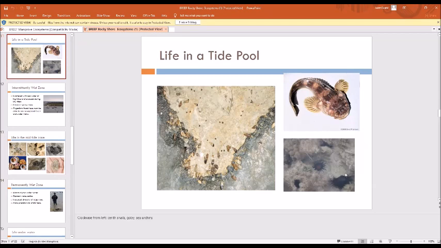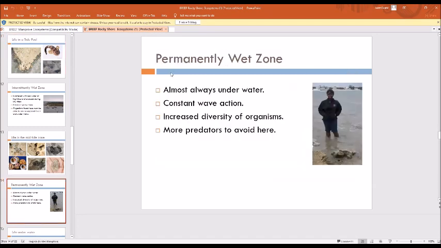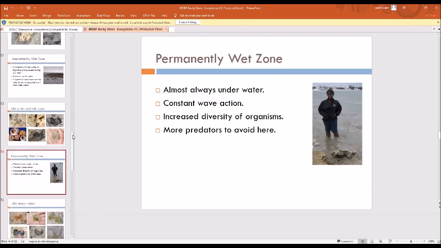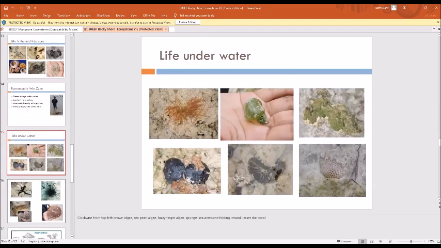They may be in danger once again whenever there's high tide, if these tidal pools are covered by water, but generally speaking, they're going to be a little bit safer from certain predators. But in the permanently wet zone, the organisms that live here don't have that extra layer of protection. They're always going to be exposed to some kind of predator.